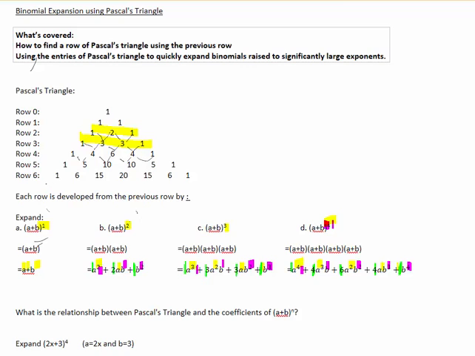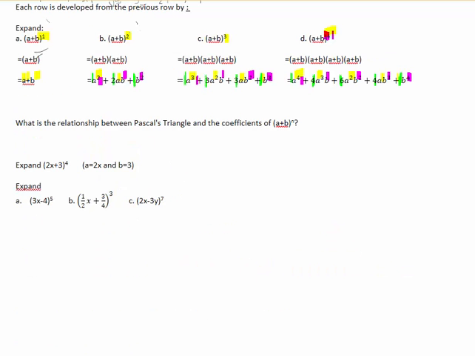So if we wanted to make row 7, we always add the 1, and then we add our 2 terms together. 6 plus 1 is 7. 6 plus 15 is 21. 15 plus 20 is 35. Squeeze that in. 20 plus 15 is 35. 21, 7, and always end with a 1. So we can continue to build our triangle depending on how many exponents there are on the binomial.